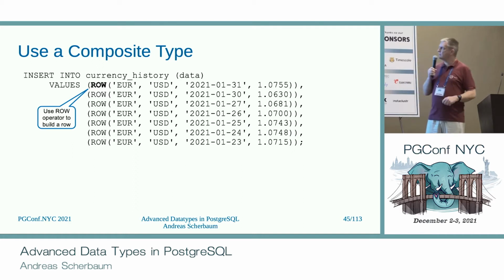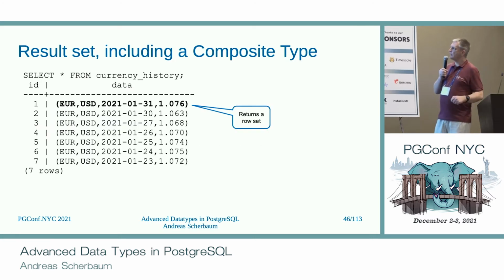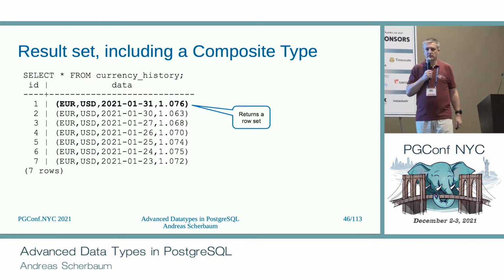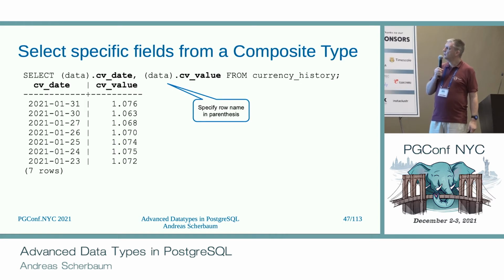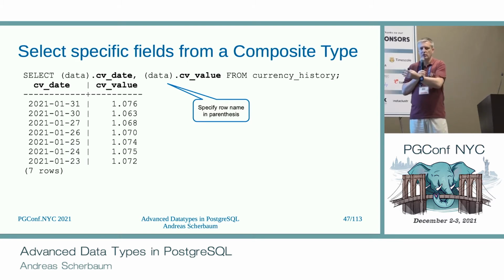So I can insert some data. You can use the row operator to create your single table here. And of course, if you select it, you see you get a row back. It's a row set here. Of course, we also can select specific values out of the row set, but most likely you want to extract the entire row set because you want to work on all the data.